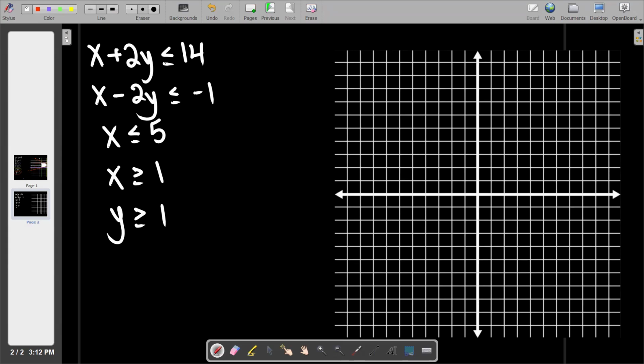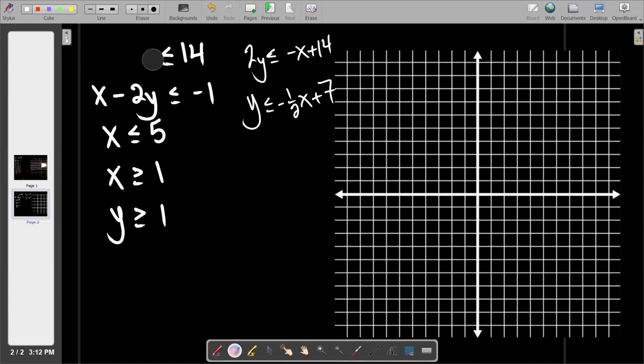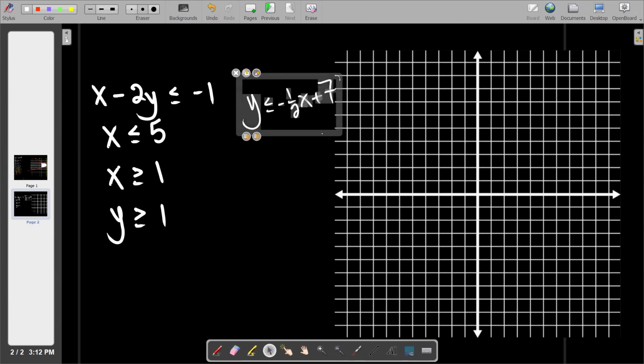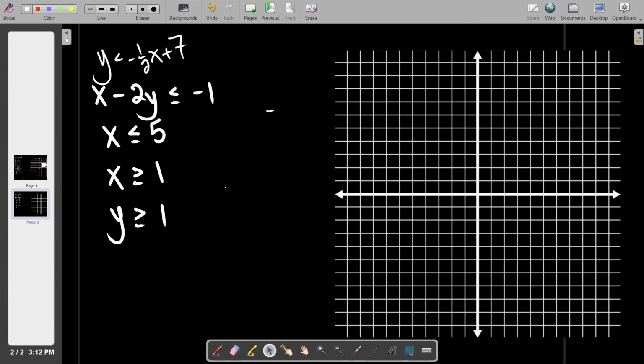So for the first one, same thing. I'm just going to fly really fast through this. We'd get 2y is less than or equal to negative x plus 14. And then we would divide by 2, and we would get y is less than or equal to negative 1/2x plus 7. So that should be pretty ho-hum. All right, so this is the new and improved ready to graph version of the first one. Any questions on that? Okay.